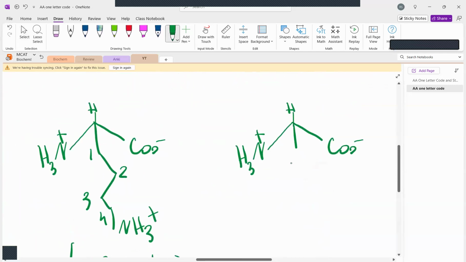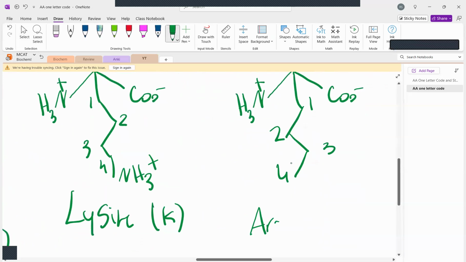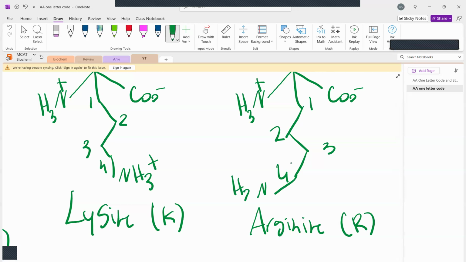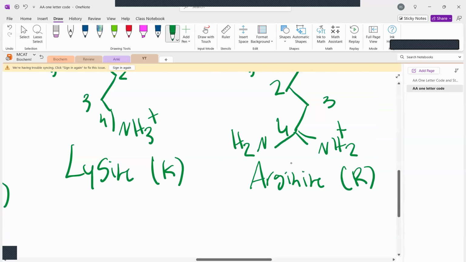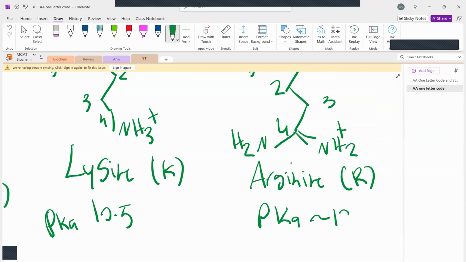And then you'll have arginine. One, two, three, four. So this is arginine, and it's a pirate. Really emphasize the R. I guess that's the most common one that I can say. So arginine has an NH2, NH2 plus. Oh, lysine, I forgot to say, its pKa is around 10.5. At least that's what my biochem teacher always said. And then arginine is around 12-ish, give or take.